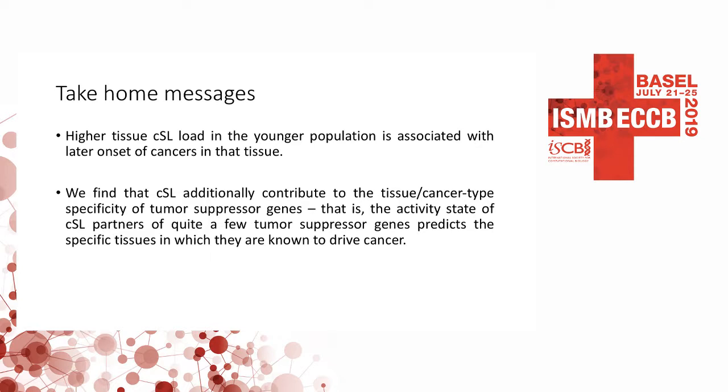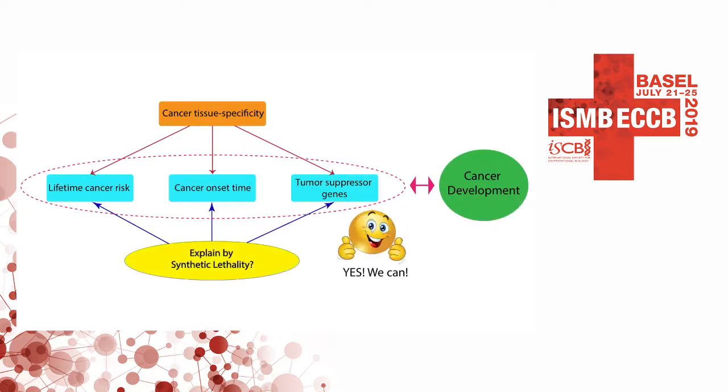Then we also computed CSL load in younger populations, and we find that if a tissue has a high CSL load in younger populations, the age of onset of cancer is delayed. So it has a later onset age. We also find that if you look at the CSL partners of tumor suppressor genes and their expression state, you can explain why some tumor suppressor genes are tissue specific and others are not. So can we explain lifetime cancer risk, cancer onset time, and why tumor suppressor genes are cancer tissue specific using the concept of synthetic lethality? Yes, we can.